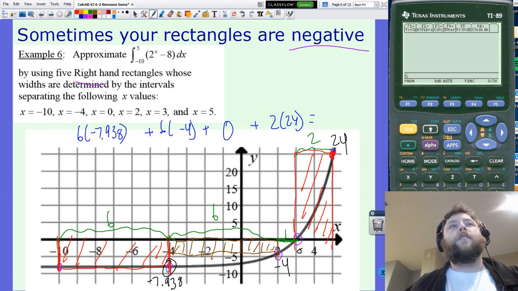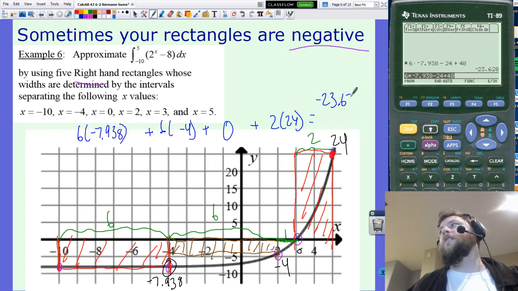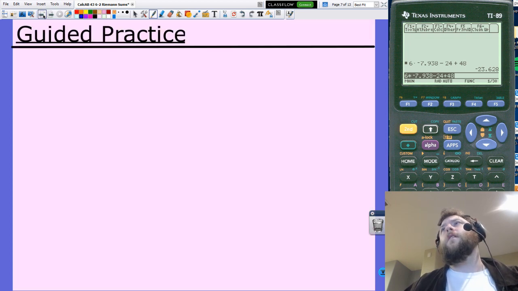You're going to go 6 times negative 7.938 plus negative 6 times 4, negative 24, plus 48. Oh, didn't like that. So, okay, I'll go minus. There. So my answer to all that for the total area is negative 23.628. So yes, you can have negative area in approximation. And we're done.